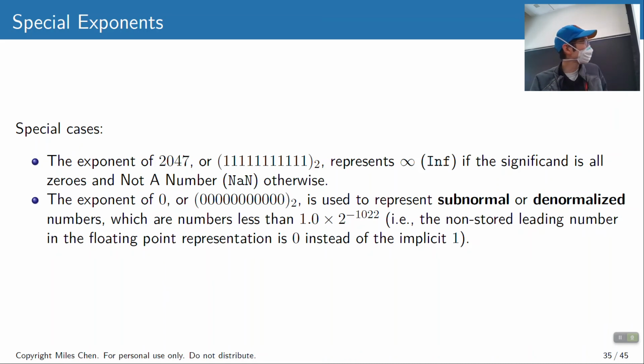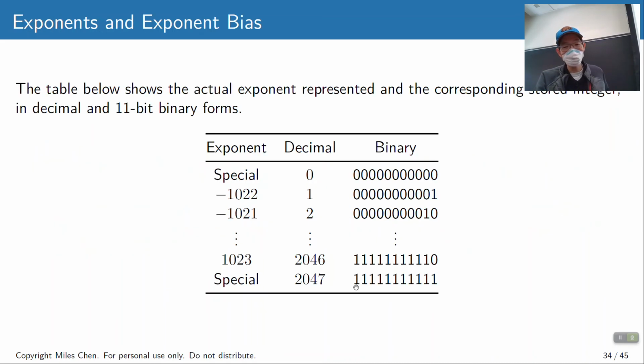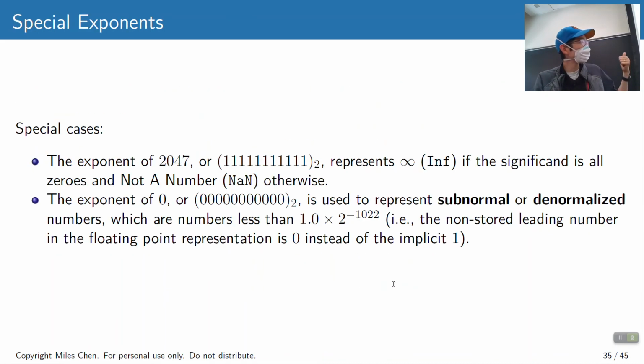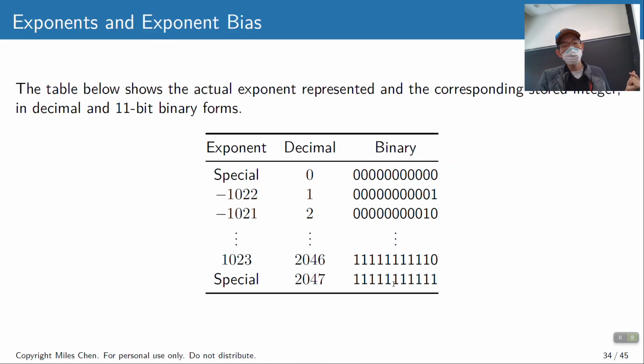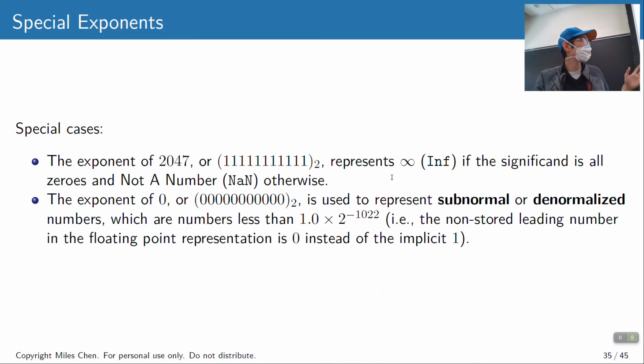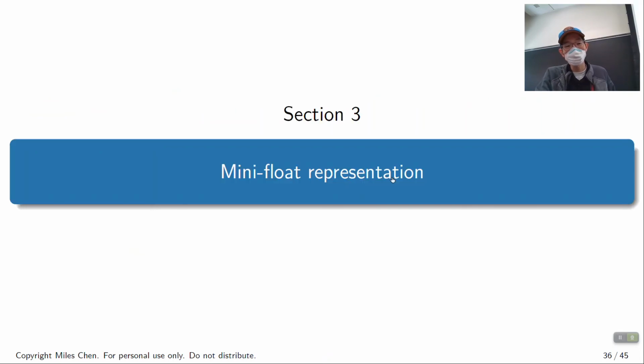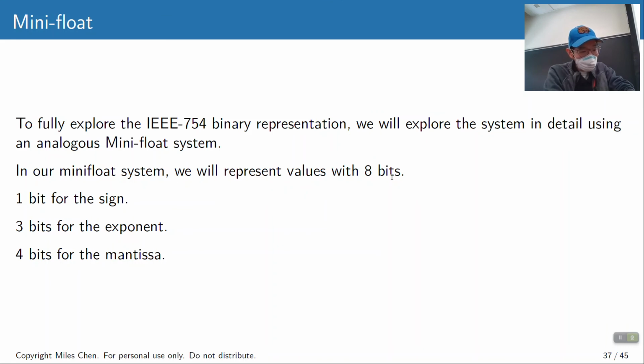So what are the special cases? The special cases are when we have all ones. That's used to represent infinity and not a number. And then when you have all zeros, we enter something called subnormal or denormalized mode, and I'll get into that on Friday.